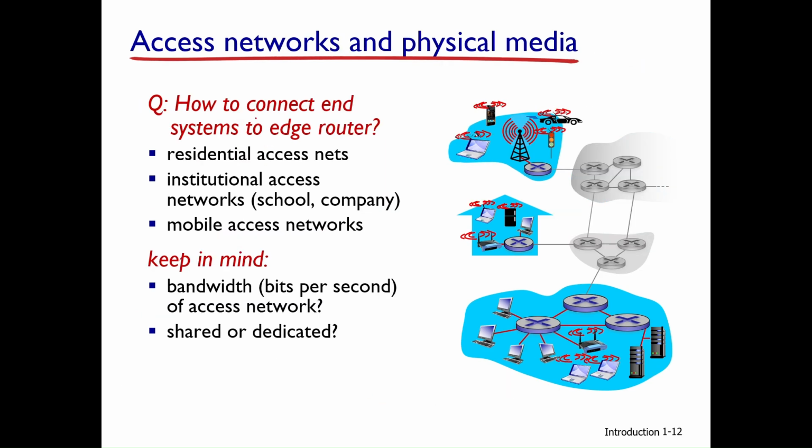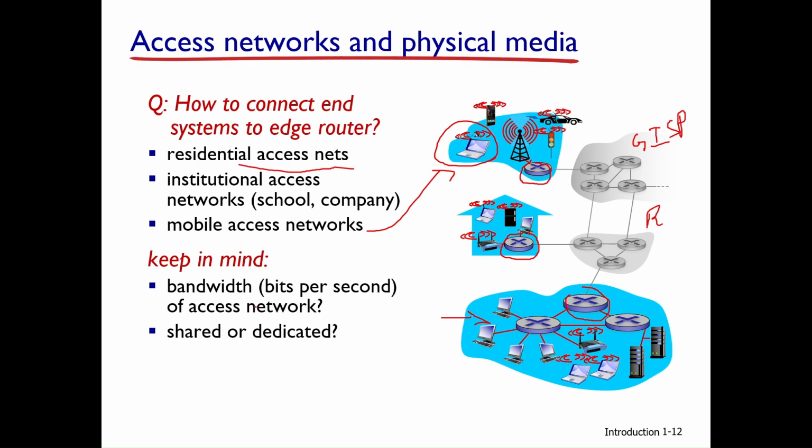So how do we connect an end system to the edge router? This is an end system, and this is an edge router. Here we have residential access nets, this one is an institutional access network for schools or companies, and this one is mobile access networks. This is the global ISP, and this is the regional ISPs.